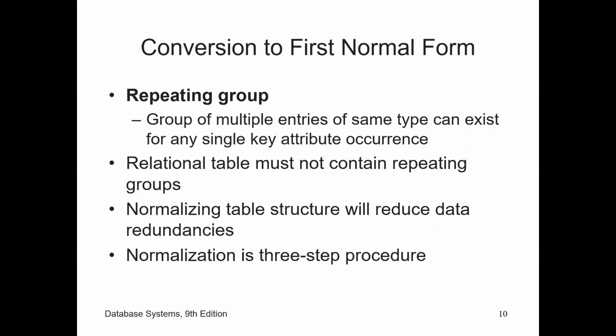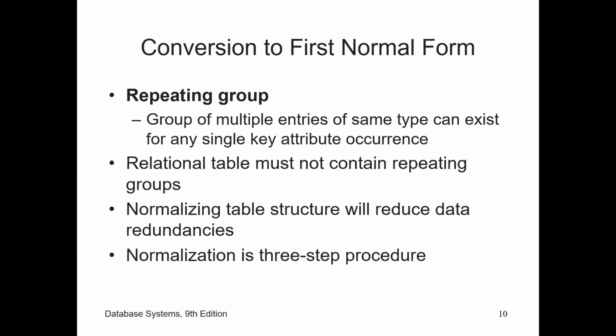Conversion to first normal form. Because the relational model views data as part of a table or a collection of tables in which all key values must be identified, repeating groups may be identified. A repeating group derives its name from the fact that a group of multiple entries of the same type can exist for any single key attribute occurrence. A relational table must not contain repeating groups.